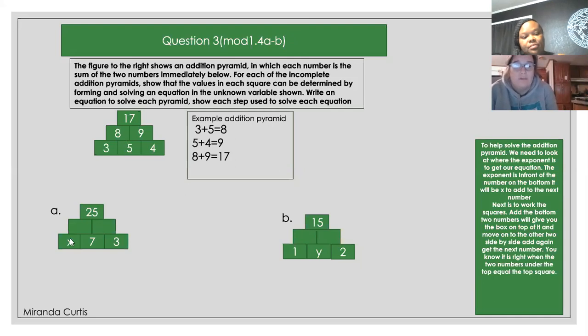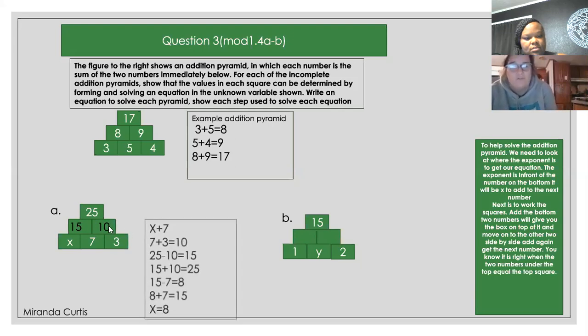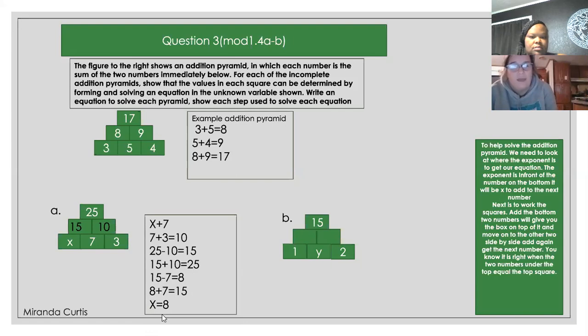We're given 25, x, 7, and 3. When the x is in front, that means we're going to plus. So our equation is going to be x plus 7. 7 plus 3 equals 10. And then if you minus 10 from 25 is going to give you 15. So x has to equal 8 because 8 plus 7 equals 15.